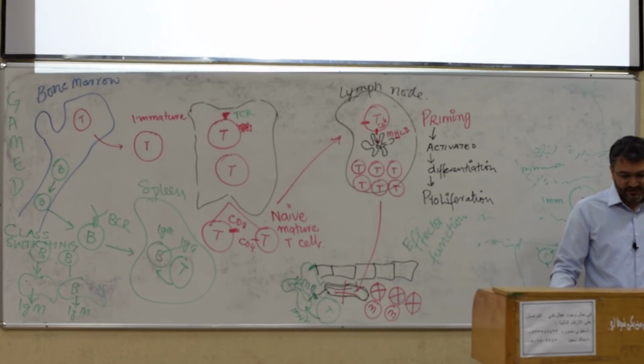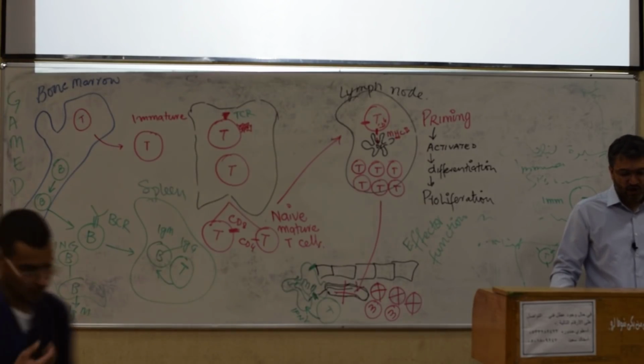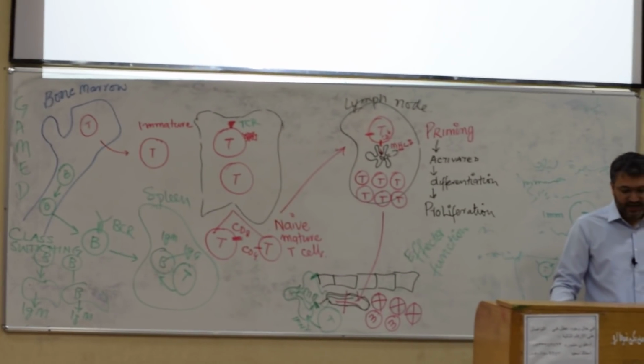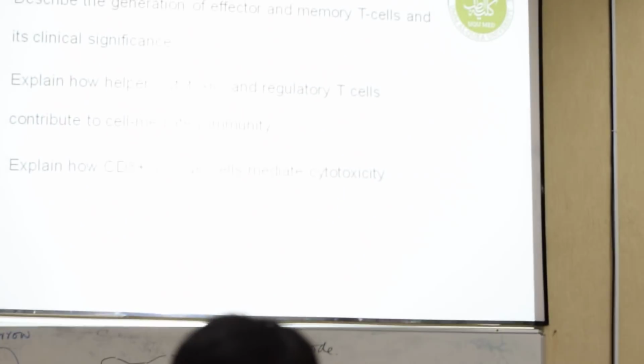The learning objectives for this session include: describe the generation of effector and memory T cells and its clinical significance, explain how helper, cytotoxic and regulatory T cells contribute to cell-mediated immunity, explain how CD8 positive and natural killer cells mediate cytotoxicity.